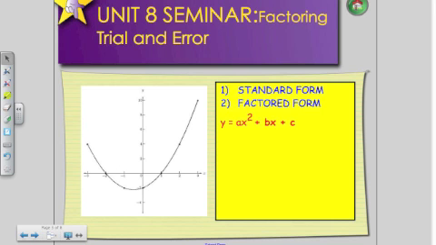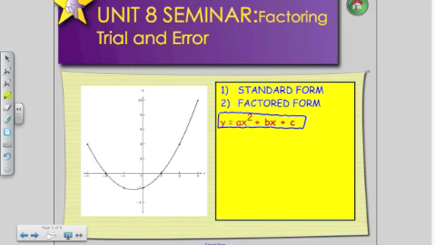Now, we learned when I first introduced quadratic functions to you guys, we learned that the standard form of a quadratic equation looks like this. y is equal to ax squared plus bx plus c. That is the standard form of a quadratic equation.